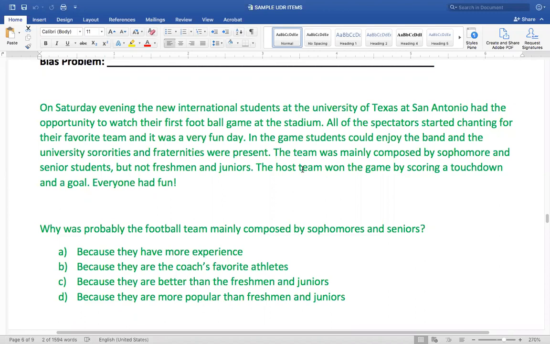Let's look at the test question. Why was probably the football team mainly composed by sophomores and seniors? So let's look at the choices. Because they have more experience, because they are the coach's favorite athletes, because they are better than the freshmen and juniors, because they are more popular than freshmen and juniors.